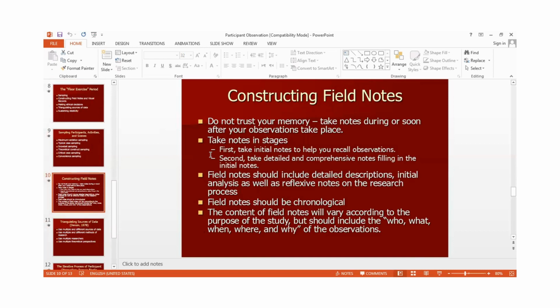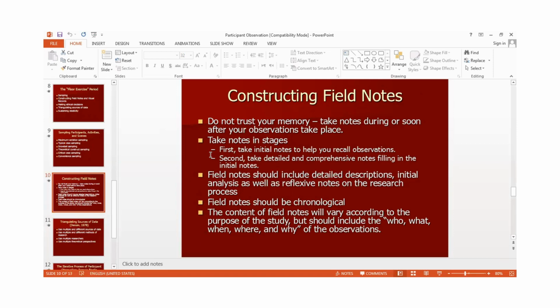Then the next step takes place: constructing the field notes. Do not trust your memory. You have to write down all the main things you are observing. Take notes during or soon after your observation takes place. Take notes in stages. First, take initial notes to help you record observations. Second, take detailed and comprehensive notes, filling in the initial notes.